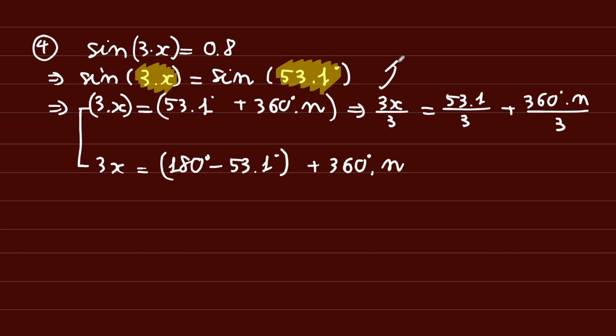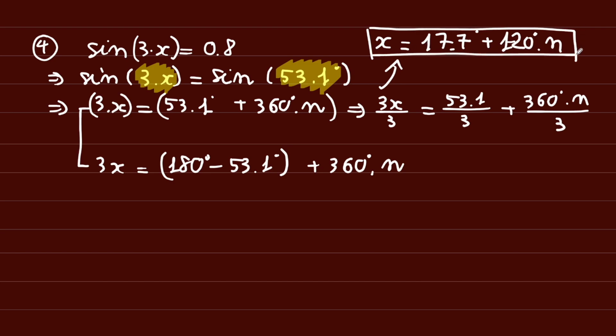After this step, we got the new general solution. 3x divided by 3, we have x. 53.1 divided by 3, you got 17.7 degrees. 360 degrees divided by 3, you got 120 degrees multiplied by n. This is the first general solution for x. For the second one, you got 3x equal to 180 minus 53.1, and the new angle is 126.9 plus 360 degrees multiplied by n.